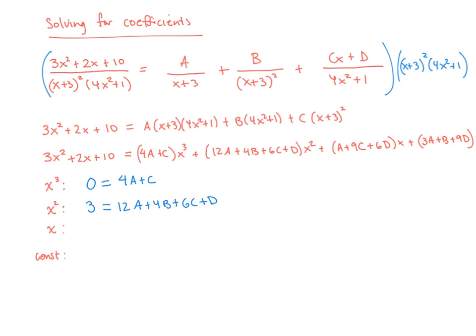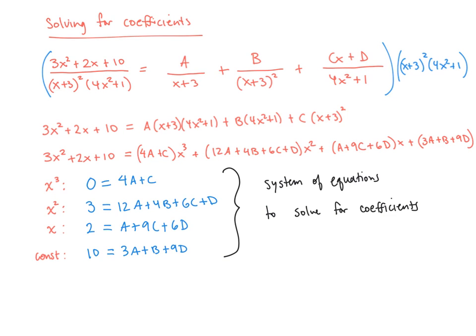Collecting the linear coefficients, 2 from the left-hand side, A plus 9C plus 6D from the right-hand side. And lastly, collecting the constants, we have a 10 on the left-hand side and the 3A plus B plus 9D on the right-hand side. This gives you a system of equations that you can use to solve for the coefficients.